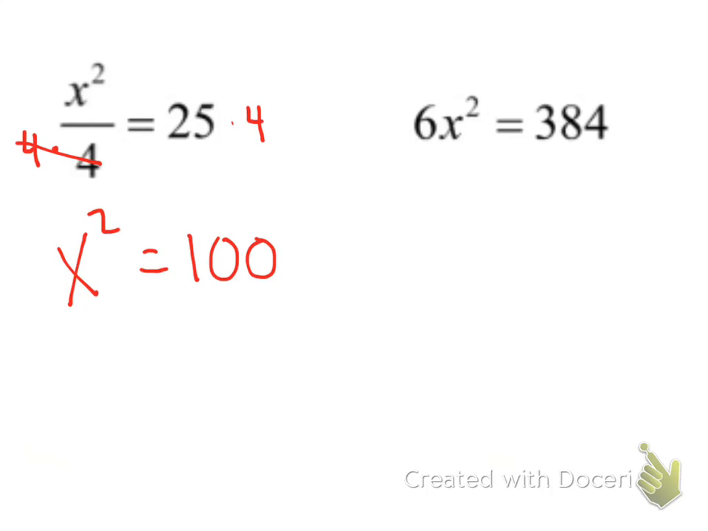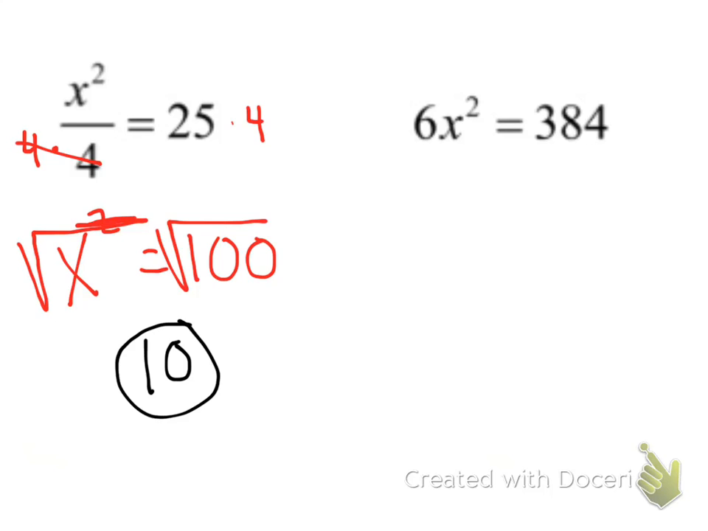But we don't want to know what x squared is. We want to know what x is. So we use the inverse operation, and we take the square root. I like to write the little square root sign and kind of cross that 2 out as I write it. And if I square root one side, I have to square root the other side. So we know that what number times itself is 100? It's 10.